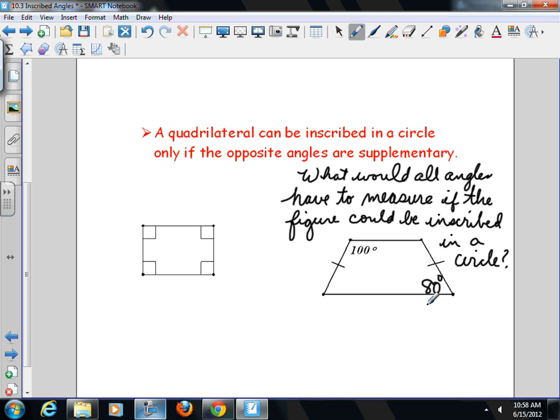Now this is a trapezoid, and notice that our legs are congruent. So that would mean our base angles would have to be the same. So this angle to the left would also have to be 80 degrees. And in the upper right, that would have to be 100 degrees because those are also base angles. But notice in this case, both pairs of opposite angles, the 100 and the 80, add up to 180 degrees. So they are supplementary, which allows the figure to be inscribed in a circle.